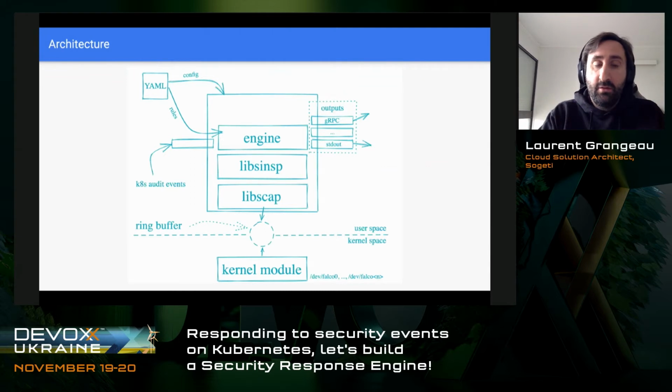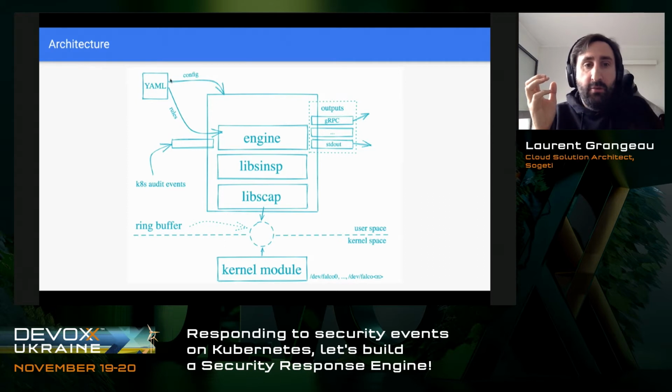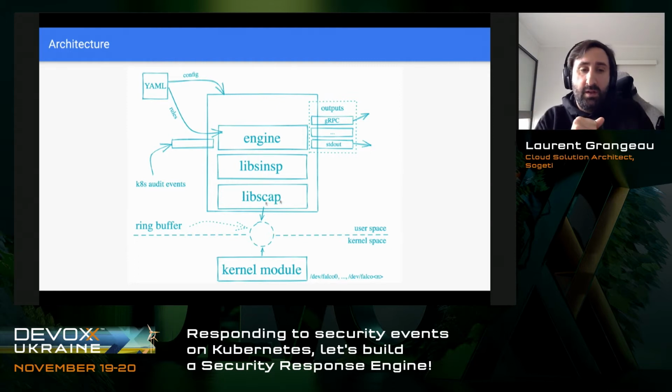The overall architecture of Falco is like that. You have a YAML rule file that can be used to feed the engine. You have libsinsp, the underlying engine, and you can call libscap, which will intercept syscalls. And then you have the ring buffer and the kernel module with Falco. The engine will get input from the Kubernetes audit events and will output whatever you want, like gRPC, stdout, and so on.